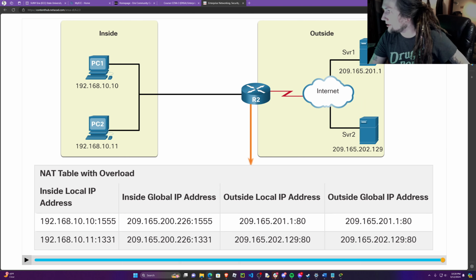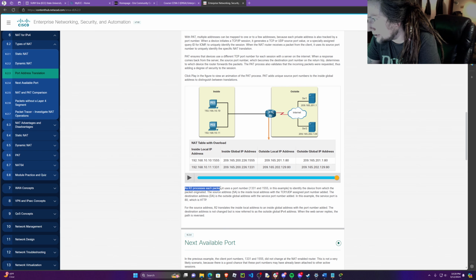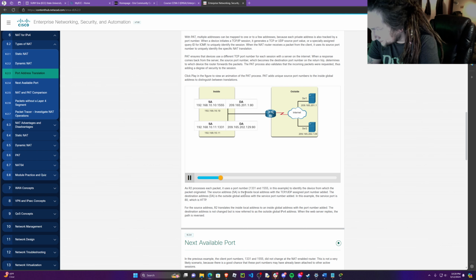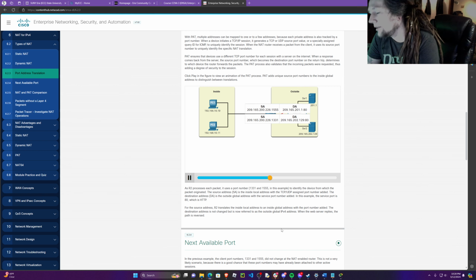Move on to the next portion. As R2 processes each packet, it uses port numbers 1331 and 1555 in this example to identify the device from which the packet originated. The source address is the inside local address with the TCP/UDP assigned port number added. Destination address is the inside global address with the service port number added. In this example, the service port is 80, which is HTTP.